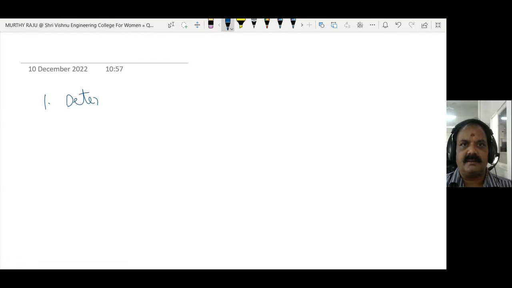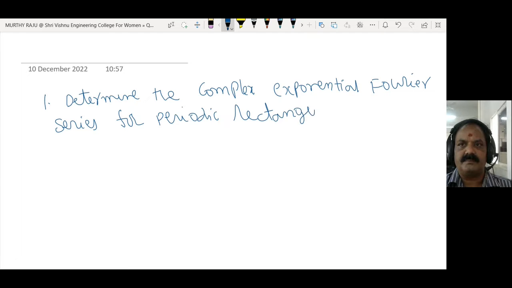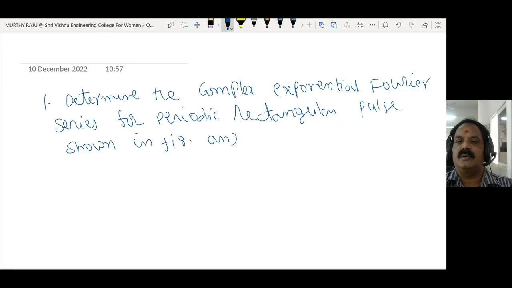Determine the complex exponential Fourier series for periodic rectangular pulse shown in figure, and plot its magnitude response.